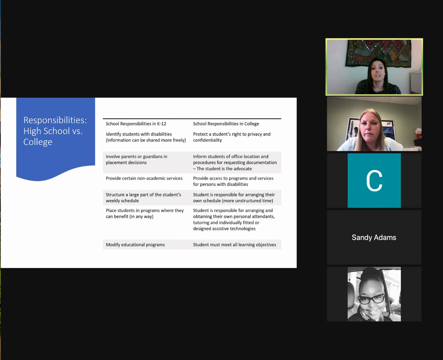And then the responsibilities are different. Actually in K-12, you guys have way more responsibilities in terms of complying with IDEA than higher ed has in terms of complying with ADA. And what I mean by that is in K-12, students' success has to be guaranteed, which means students are identified by the school system. Their information is shared more freely amongst teachers and aides. Parents and guardians are involved in all the decision-making processes when determining accommodations. The student does not need to be present and oftentimes is not.